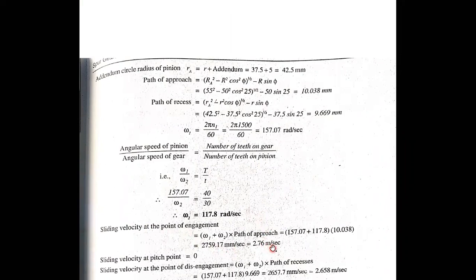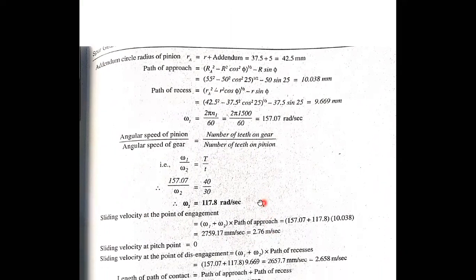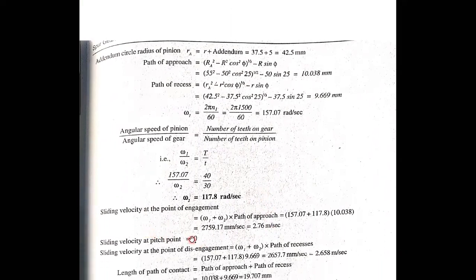Similarly, the next question is, what is the sliding velocity at the pitch point? I already told you, when the two pitch circles meet, that is called the pitch point, and the sliding velocity becomes 0. No need to calculate. Therefore, it is 0.